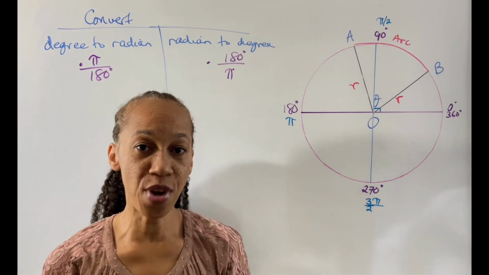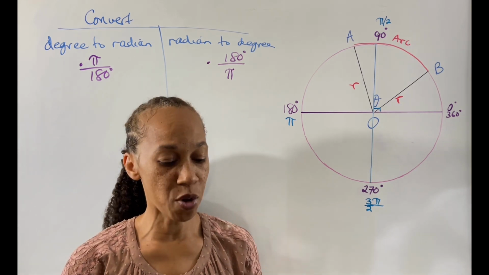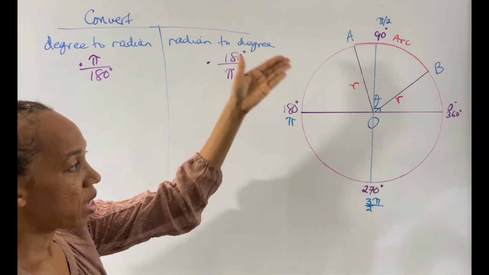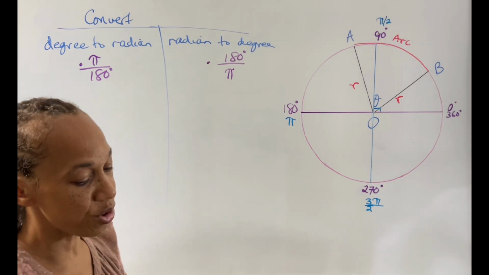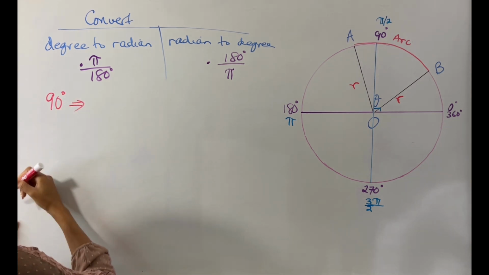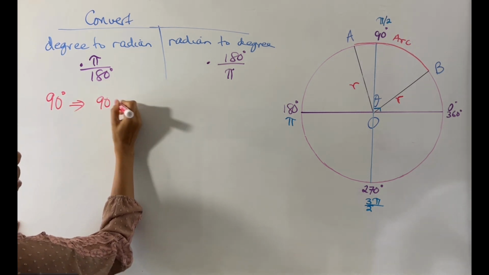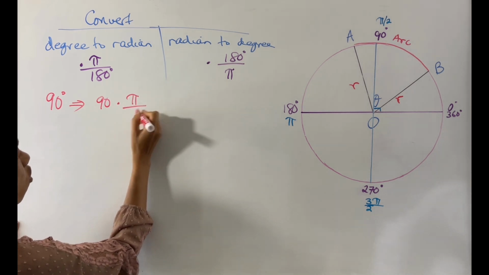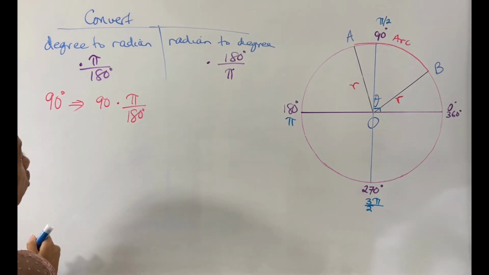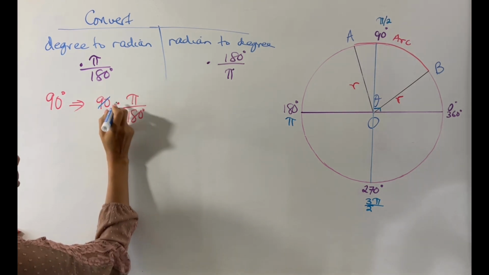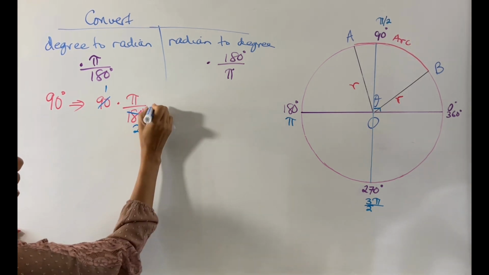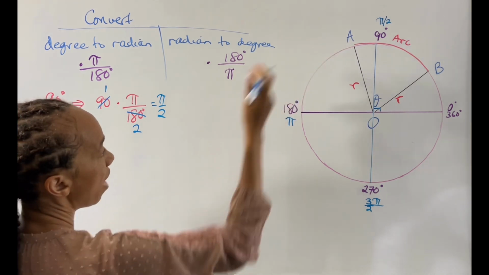So let's get into a few examples for you. First and foremost, I'm going to prove to you how we arrived at pi over 2 for the 90 degrees. So let's get right into it. We have 90 degrees and we need to convert it to radian. We're going to multiply 90 by pi over 180. When we reduce this, 90 into 90 is 1, and 90 into 180 is 2. And that's why we're getting pi over 2.